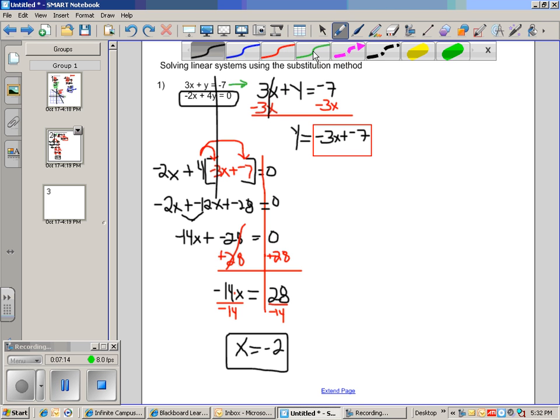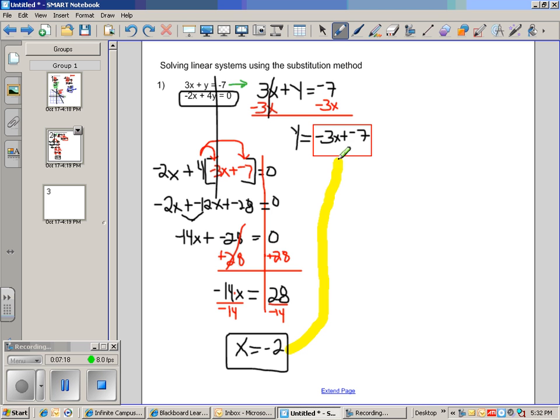The next thing that we want to do is take this x, and we're going to bring it right back to the boxed equation. That's the reason why we box it. If you notice, y is already by itself over here. So if I know x, I can substitute in, and we can find y pretty easily.